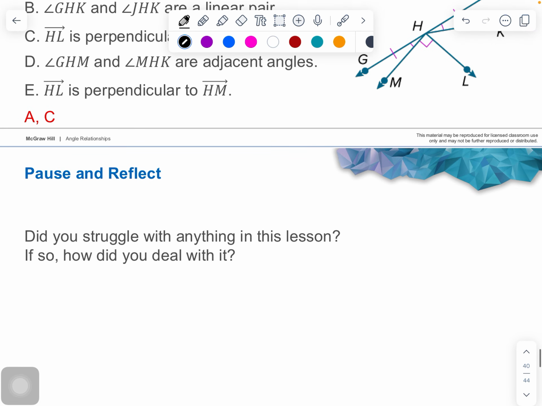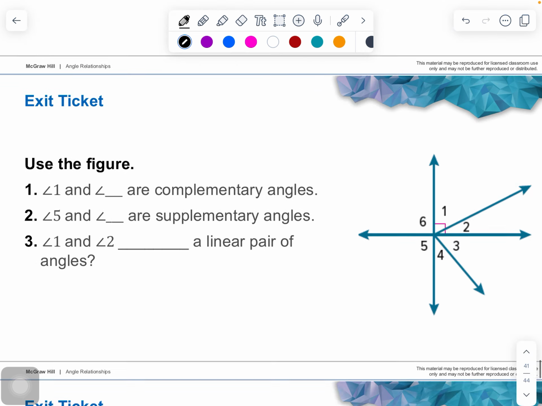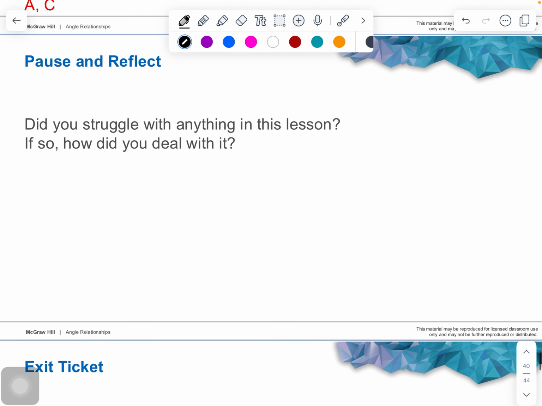All right. Did you struggle with anything in this lesson? If so, how did you deal with it? Make sure you are checking in with someone, with your table partner, with a teacher. And go work in ALEKS.